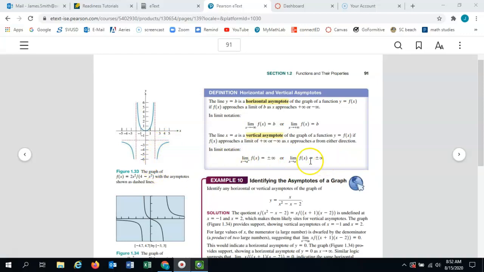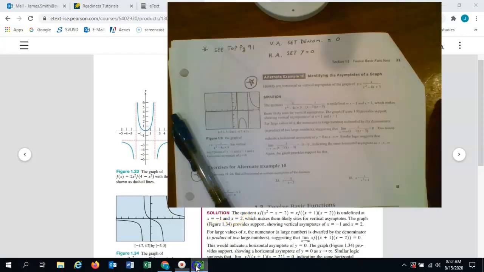Something I want you to get used to because we're going to deal a lot with limits as time goes on here. So I just want you to start interpreting what all those symbols are trying to tell you. So let me go back to our example page here.